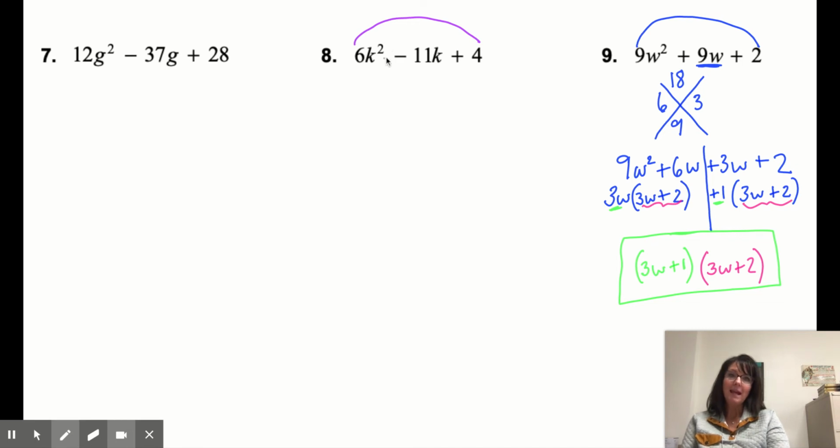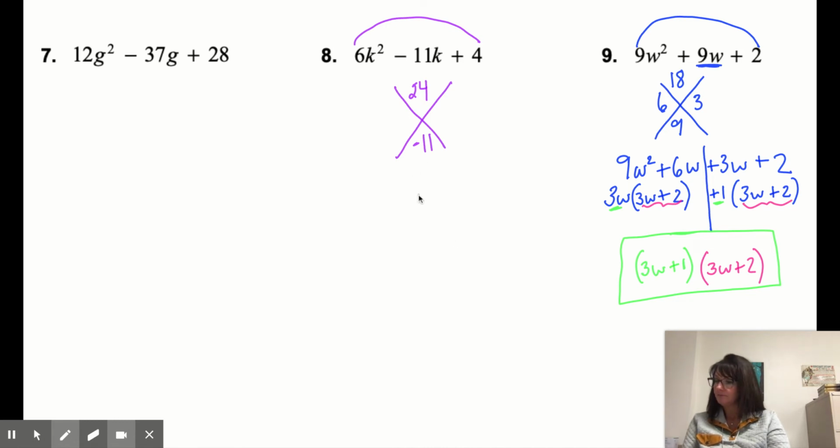Okay, for number 8, we want to make this little diamond here, all right? Remember that we want to multiply 6 times 4, so this is going to be a positive 24. The sum is going to be negative 11. So we need factors of 24 that sum to a negative 11. So go ahead and pause the video and let me know what two factors you come up with, and make sure that you have them as integers. You don't need the binomials. You don't need to factor it all the way completely. I'm just asking for what two factors of 24 sum to negative 11.